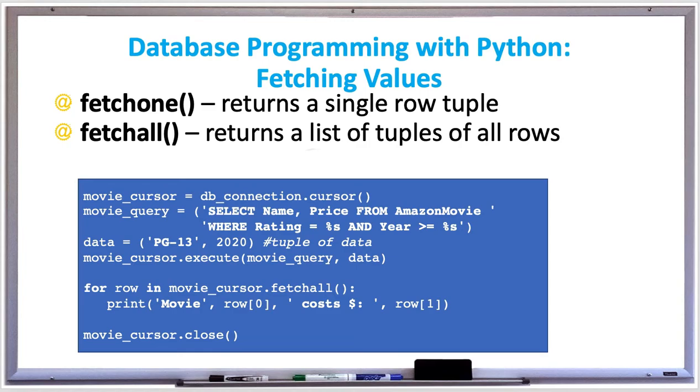So in the example shown here, we are first creating our cursor for the database connection object. And then we created a movie query string where we're selecting the name and price from an Amazon movie where the rating is set to a placeholder and the year is also greater than or equal to a placeholder using query parameters. And then we execute this statement, and movie_cursor.fetchAll will grab the entire result set. But for each row in that result set, we're printing movie followed by row at index 0, which is going to be the name. Costs, $, row at index 1 is going to be the price. So from our select statement, we're selecting two things, name and price.